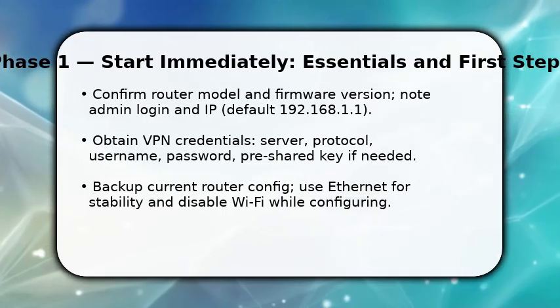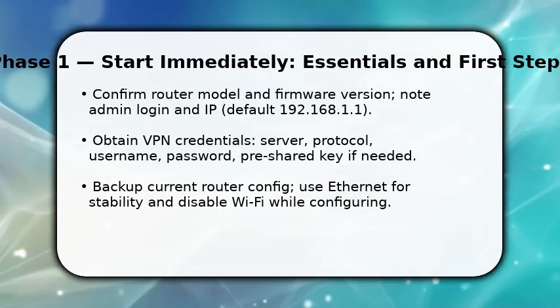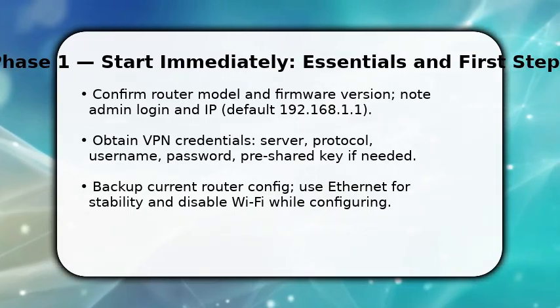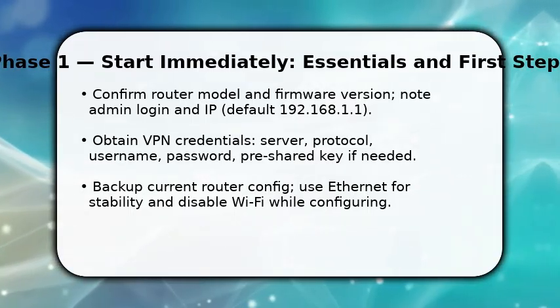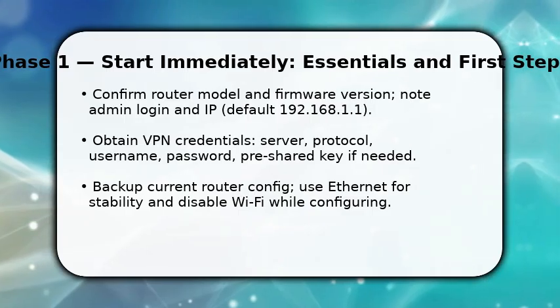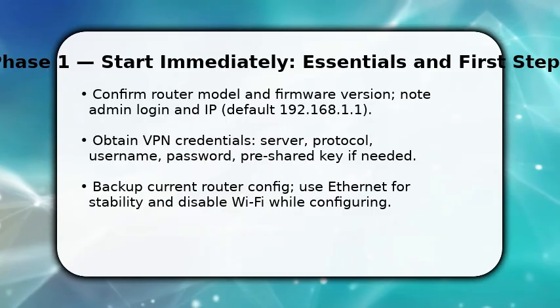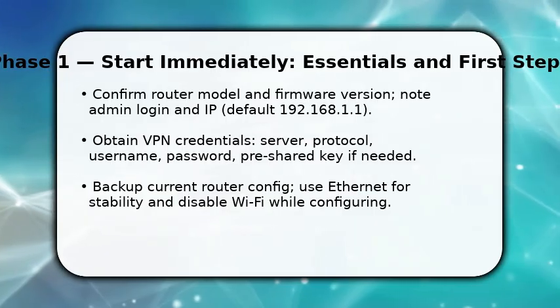You begin by verifying essentials, router model and firmware, plus your VPN account details. Log into the ZTE Web UI at 192.168.1.1 using admin credentials. Once logged in, navigate to System or Maintenance to back up current settings before changes.